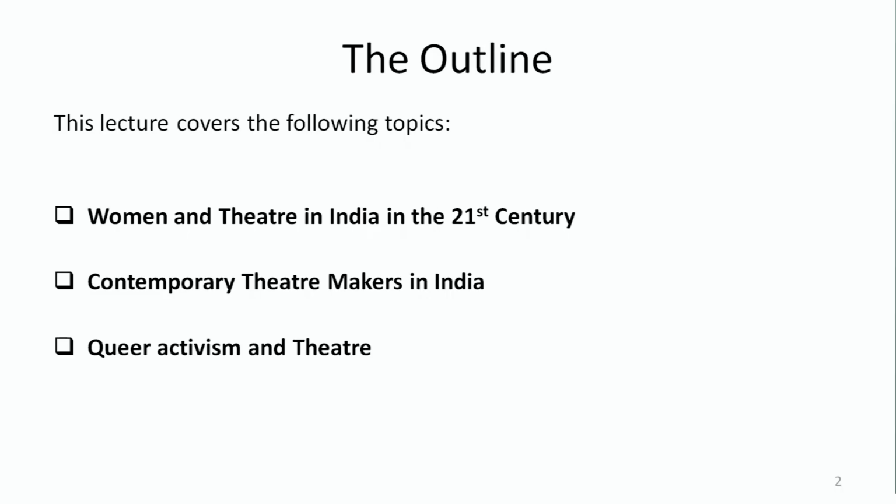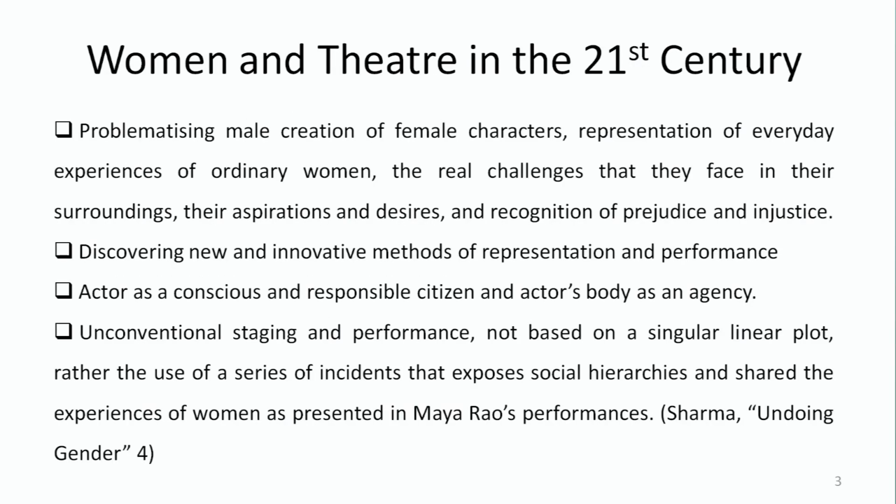You can see on your screen the outline of this lecture, which will cover women and theatre in India in the 21st century. We will also talk about the contemporary theatre makers, which includes the writers, the actors, the performers and directors. Sometimes it is one single person who does all these things, that makes that performer, scholar, a theatre maker. And towards the end we will talk about queer activism, its visibility and theatre of India. So, with this brief outline, we are going to move ahead to talk about the role of women in theatre in India in the 21st century.